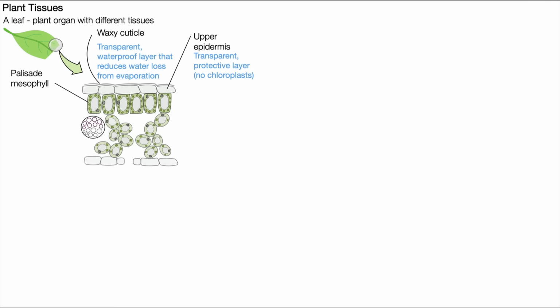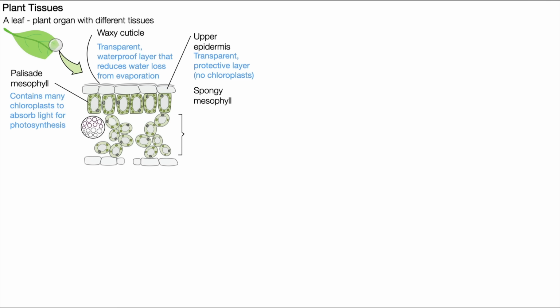The next layer is called the palisade mesophyll layer. Remember, palisade mesophyll is a tissue made of palisade cells. This contains many chloroplasts to absorb light for photosynthesis, and it kind of makes sense because it's on the top surface of the leaf where most of the sunlight will fall.